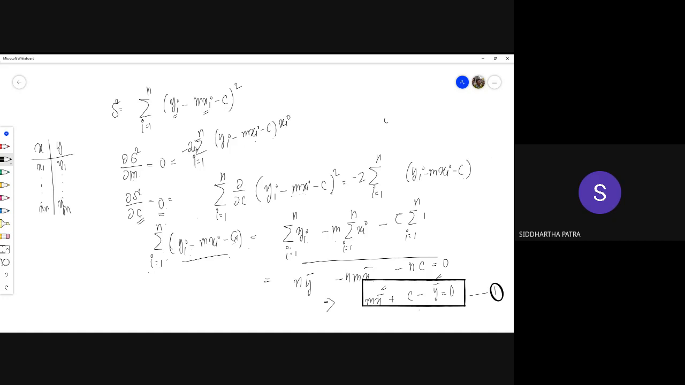And xi cannot come to the left of the summation sign because you are taking the derivative of individual terms. This xi is multiplied to only this term, yi minus m xi minus c, and the xi are not the same, so it cannot come out of the summation sign. Minus 2 can, but xi cannot. So in the end you have this equation: summation of xi yi minus m times summation of xi squared minus c times n times x bar equals 0. Okay, so this is your second equation.